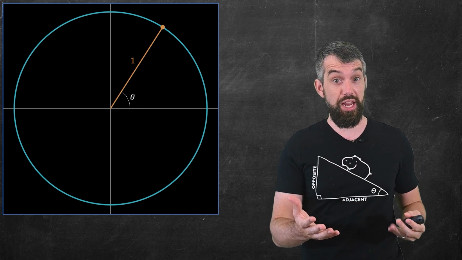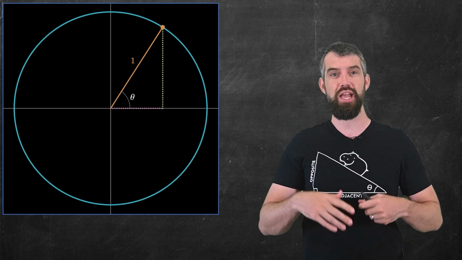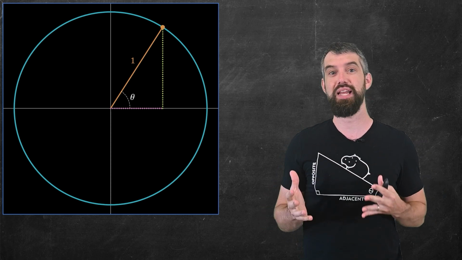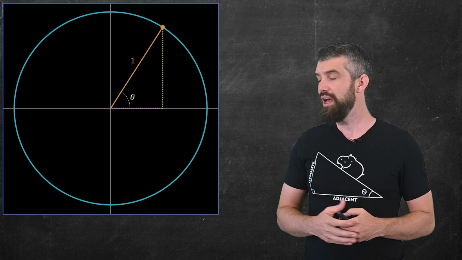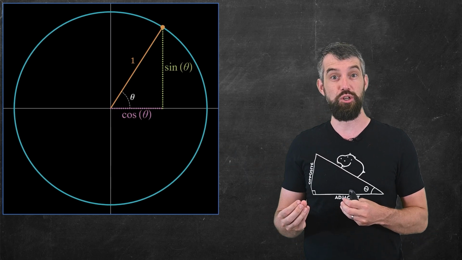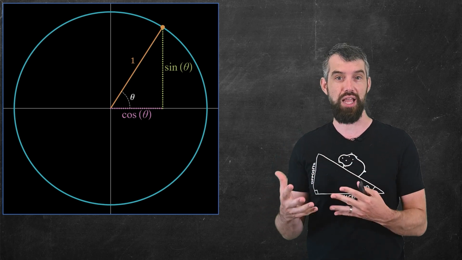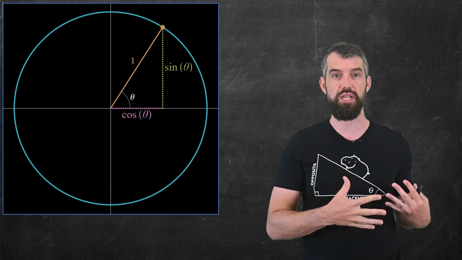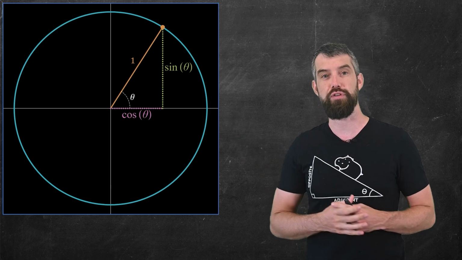And then I can create a right triangle by considering the vertical and horizontal components of my particular point. And now I've done the setup to define my trig functions. I'm going to define the horizontal and vertical components to be cosine of theta and sine of theta respectively. This is a definition of what I mean by cosine and sine of theta when I'm in the first quadrant.